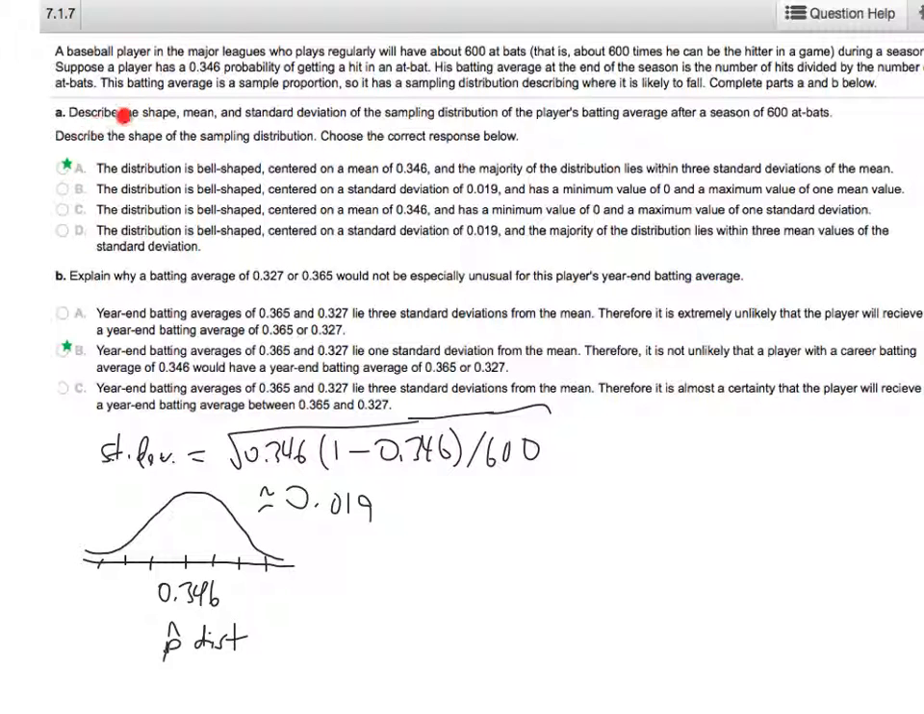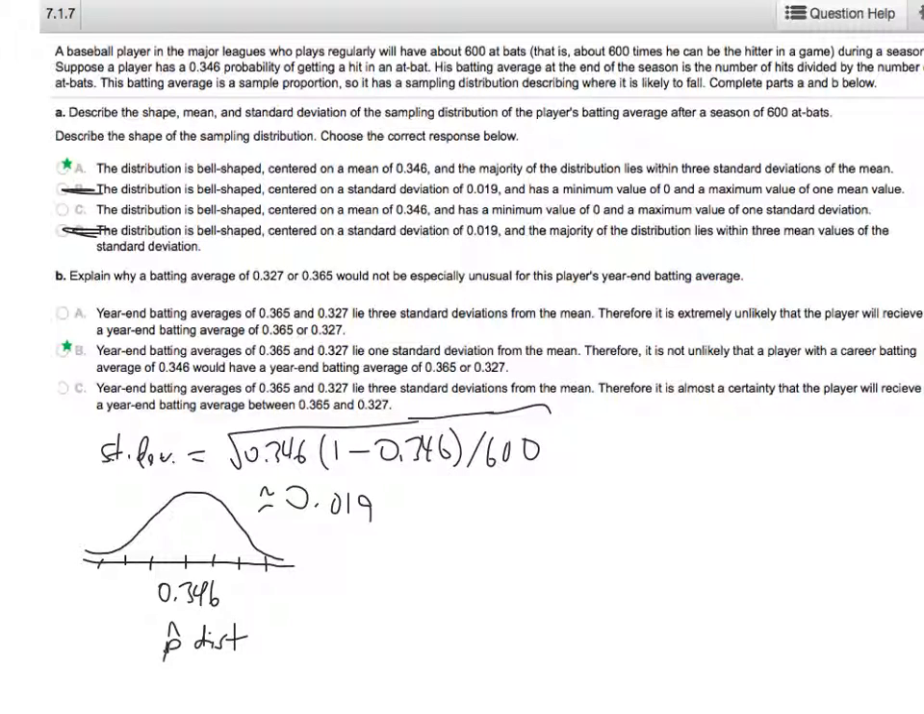Now we have to figure out which of these is most likely. The distribution is bell-shaped. They all say that, and yes, that's bell-shaped. The center of the bell-shaped curve should be this batting average, the population p. So the center of the bell curve is 0.346. Right away, it's not going to be this choice, and it's not going to be this choice, because they're just making up what this is centered on.